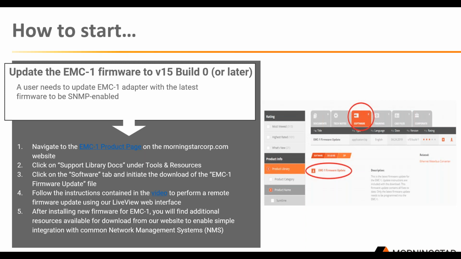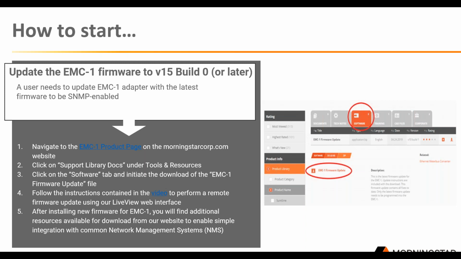There is a link on the right-hand sidebar that says support library docs under the tools and resources, and that'll take you to our support site. You just jump to the software tab, which is the middle tab there, and you will see the EMC1 firmware update listed. You can go ahead and just click on the download icon. And there is an instructional video here as well, and I believe it is posted on the EMC1 product page as well, that instructs you how to do a firmware update of the EMC1.